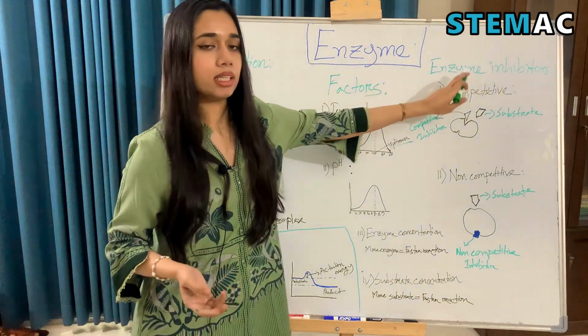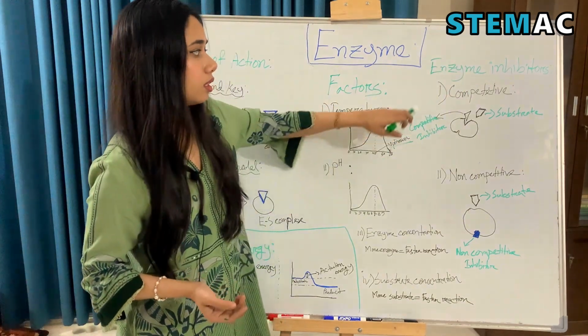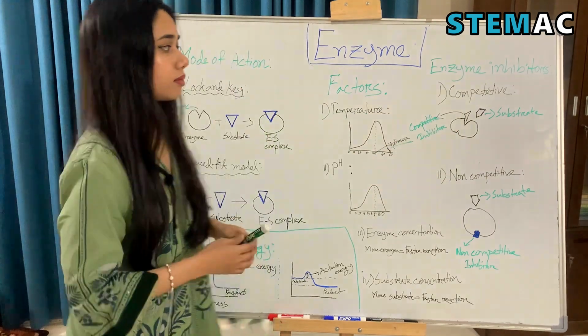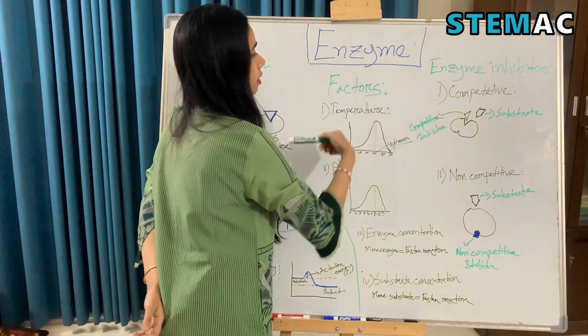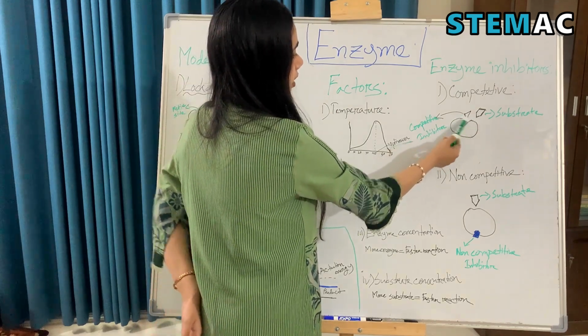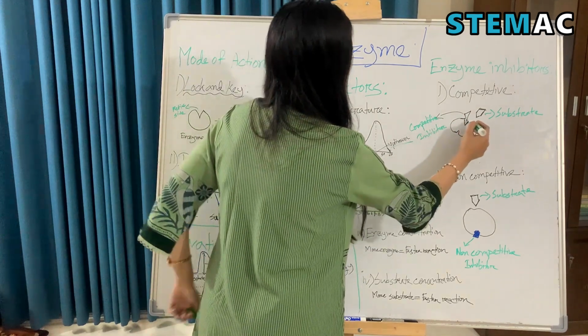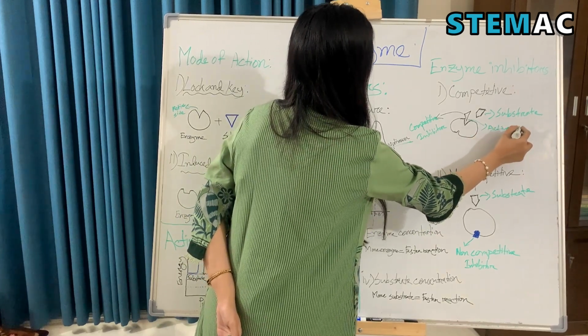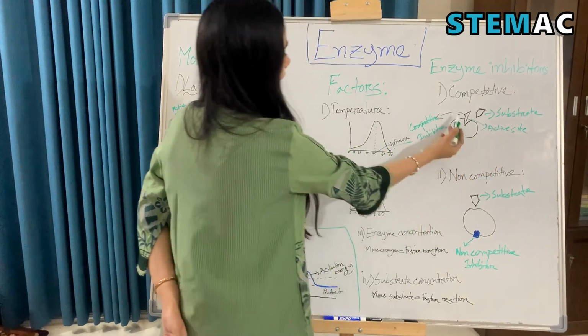So now there are other molecules that can also slow down or stop enzymatic actions, and they are called inhibitors, enzyme inhibitors. They are of two types, competitive and non-competitive. In the case of competitive inhibitors, they bind to the active site of an enzyme. This is our active site. And they bind to it, right?